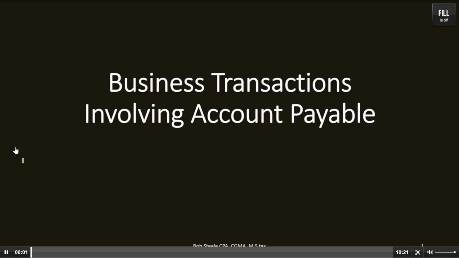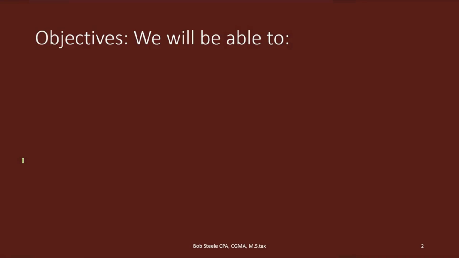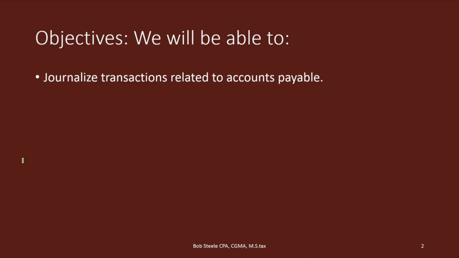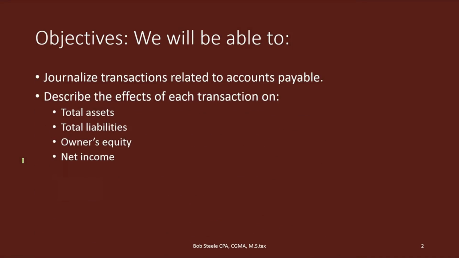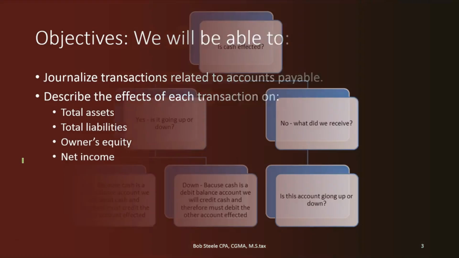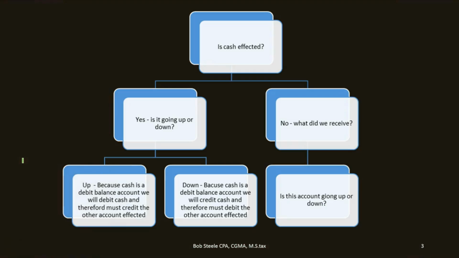Hello, in this lecture we will take a look at transactions involving accounts payable. So we will be able to journalize transactions related to accounts payable and describe the effects of each transaction on total assets, total liabilities, owner's equity, and net income. We've taken a look at cash, we've taken a look at the receivable, now we're going to take a look at the payable cycle.